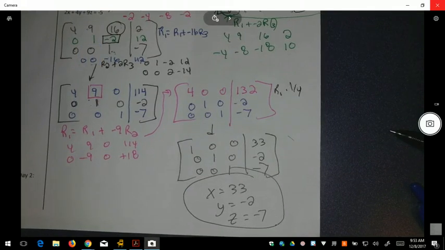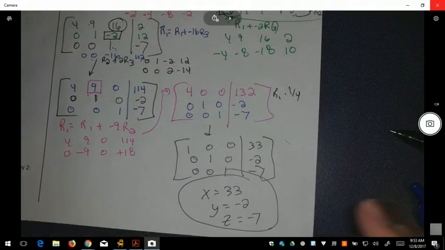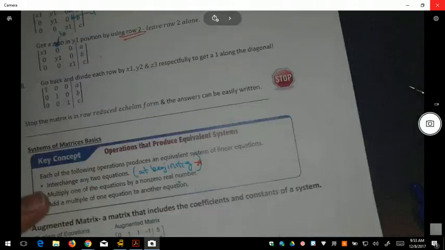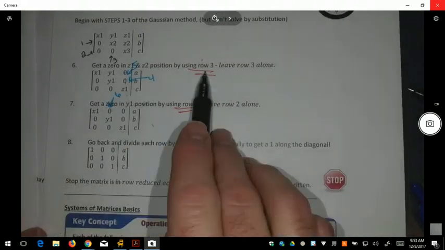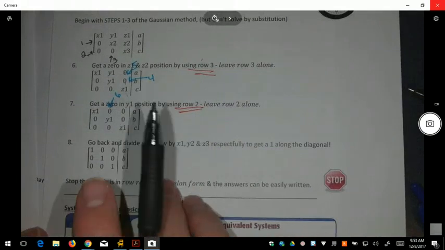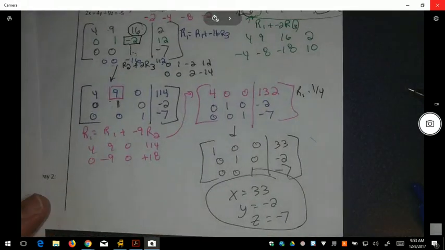The assignment that goes with this section, remember, if you get stuck, go back to either these examples or this handout. It even tells you which row to use to get those zeros. The assignment is a worksheet for day 2. This ends the video.